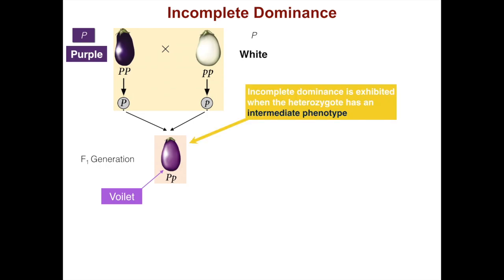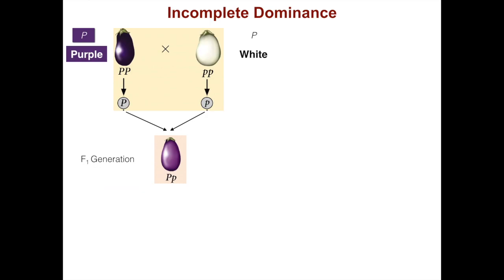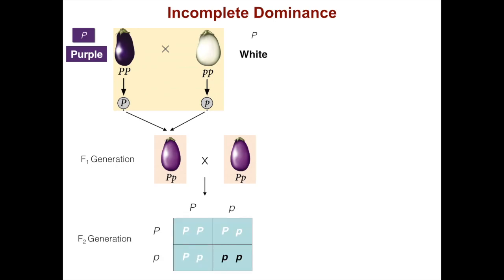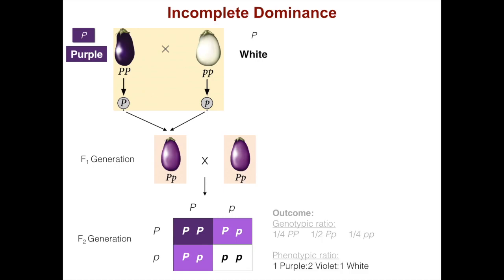So incomplete dominance is exhibited when the heterozygote has an intermediate phenotype. If you cross these two F1s together, in the F2 generation, you do your Punnett Square, you will get a genotypic ratio of 1 to 2 to 1, and a phenotypic ratio of 1 to 2 to 1.